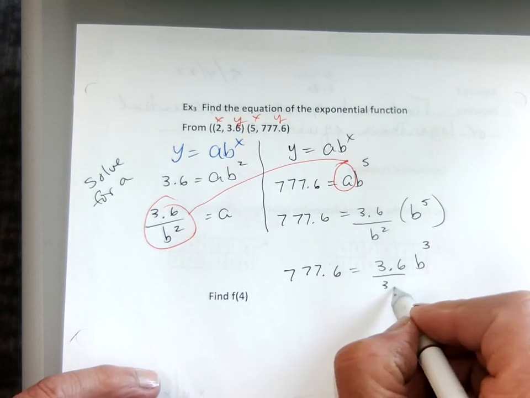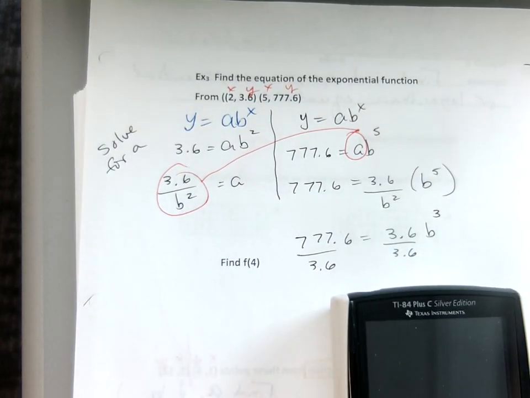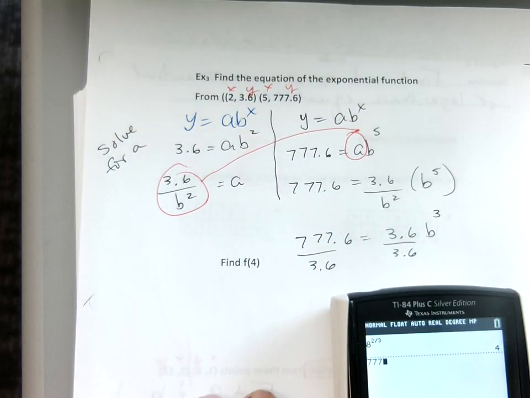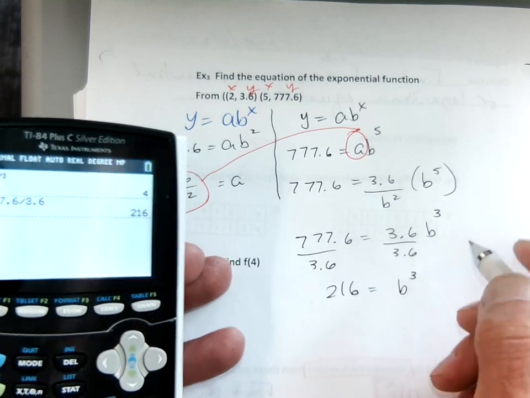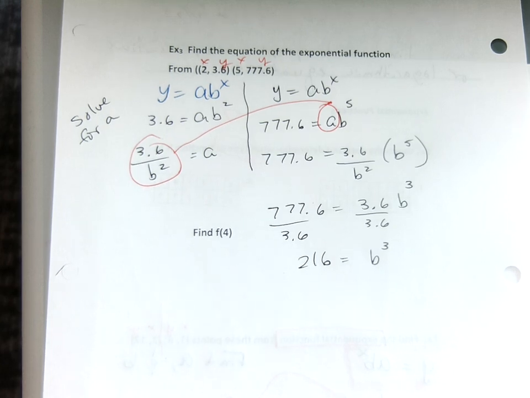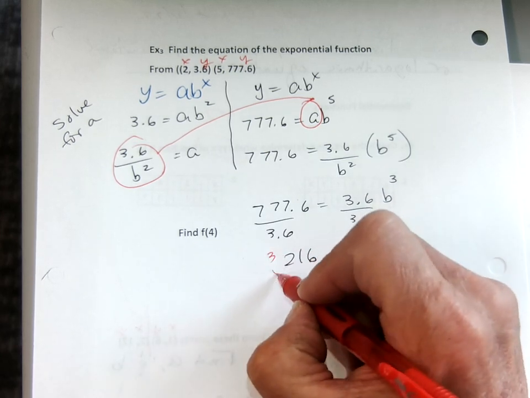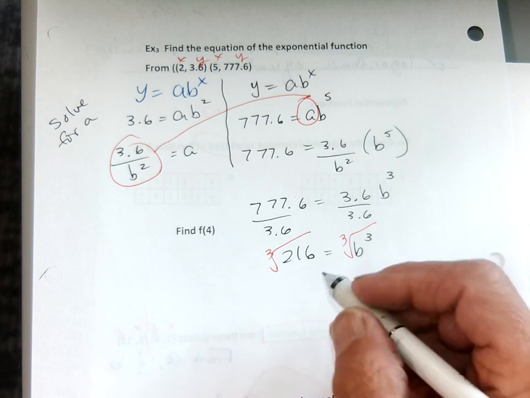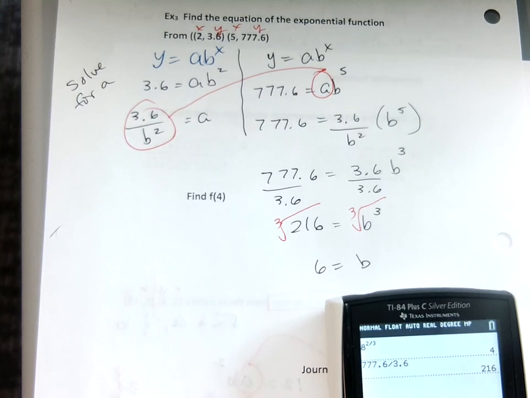Divide by 3.6, divide by 3.6. That's what calculators are made for. 777.6 divided by 3.6 is 216, so 216 equals b to the 3rd power. And now you tell me, what should I do to solve for b? You cube root it, right? Nice job, Retta. The cube root of 216 is 6. If you don't know that, your calculator will do cube roots under the math button, but I know it's 6, right?